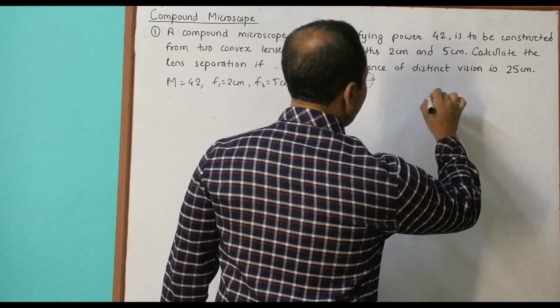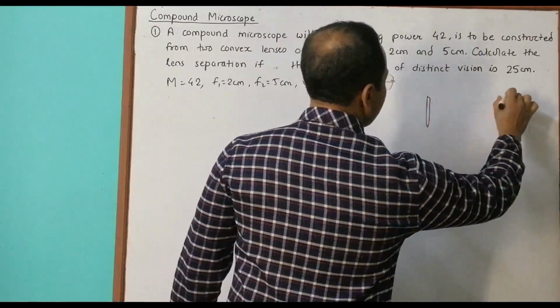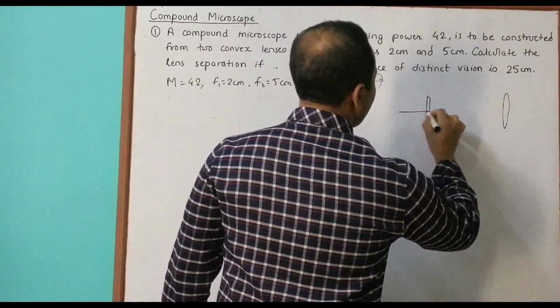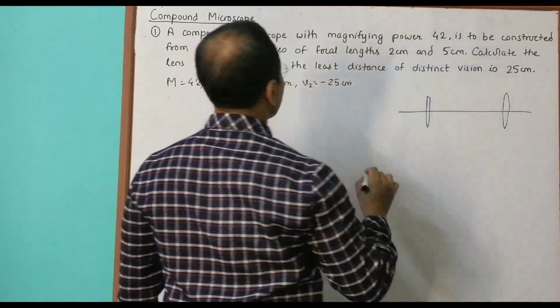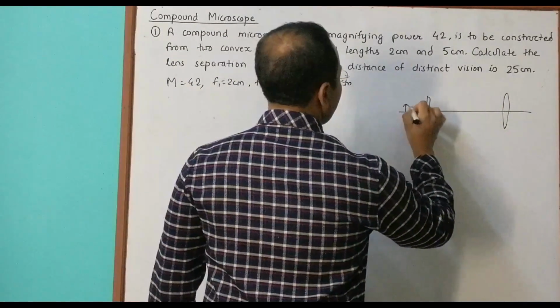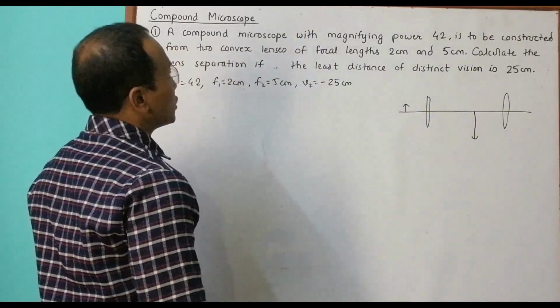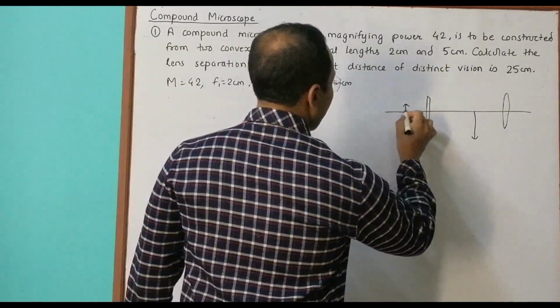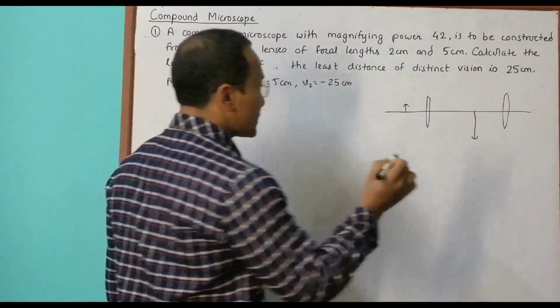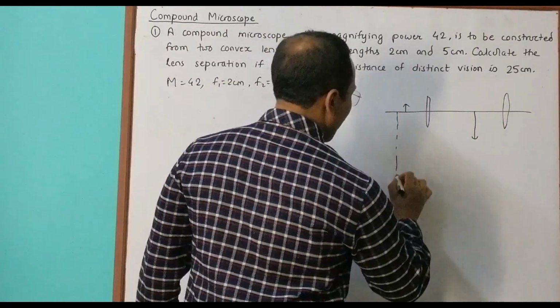So we have, this is the objective lens and this is the eyepiece lens. This is the principal axis. The object will be somewhere around here. The first image will be somewhere around here, and I don't know where it will lie, so just imagine that it is over here.